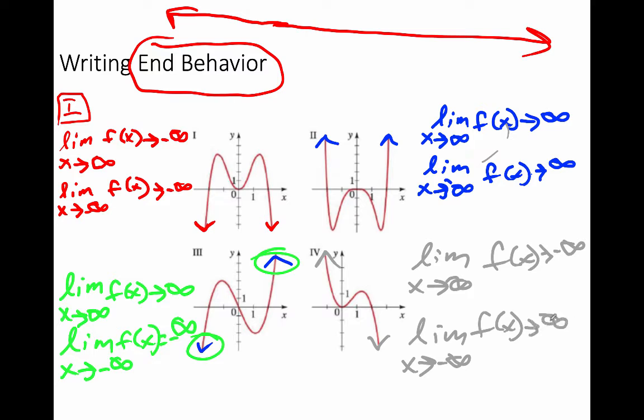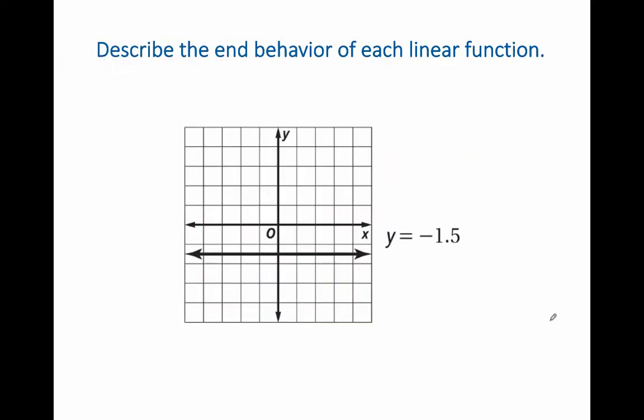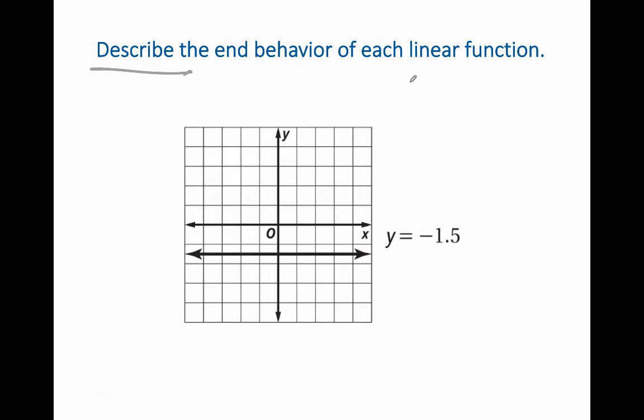So you're looking at the end behavior in the long run. In the long run. Okay. This one looks a little bit different. Describe the end behavior. Let's get a different color. I kind of like that blue, you know, go Sabres.